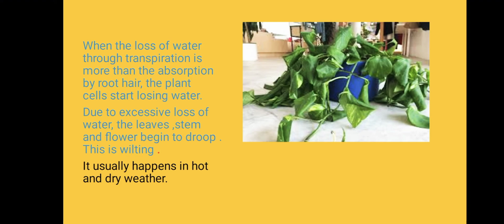When there is too much loss of water through transpiration, more than the absorption of water by root hairs, the leaves, stem, and flowers begin to droop. This is called wilting. It usually happens in hot and dry weather.